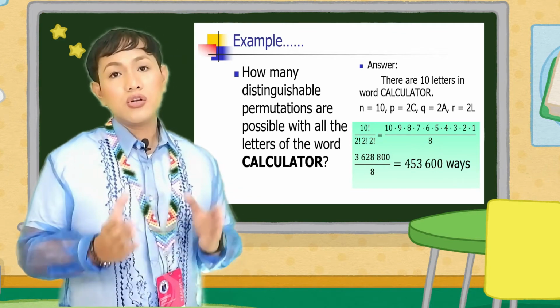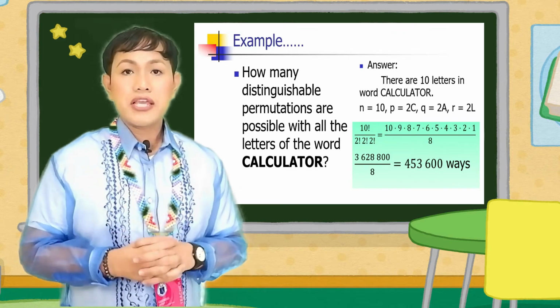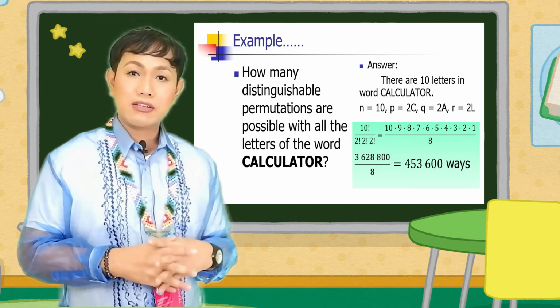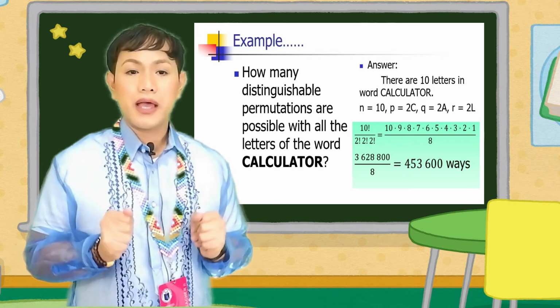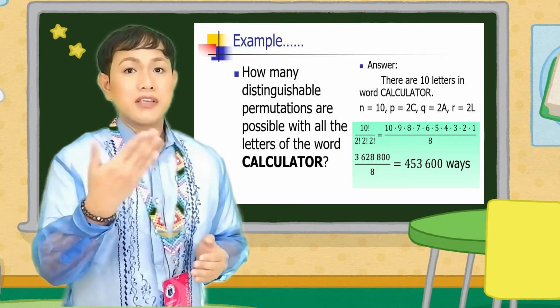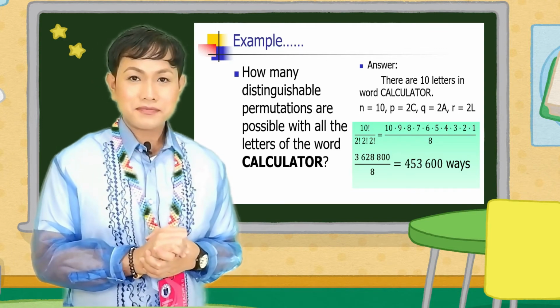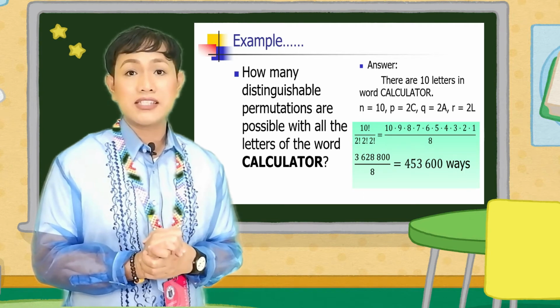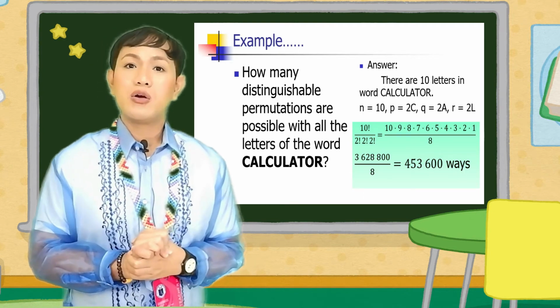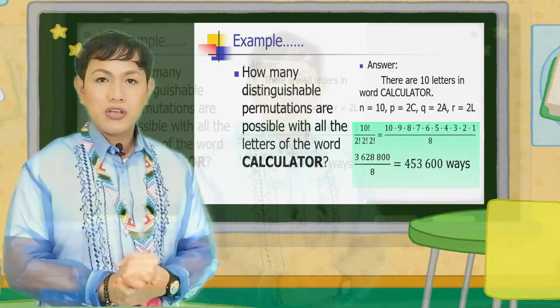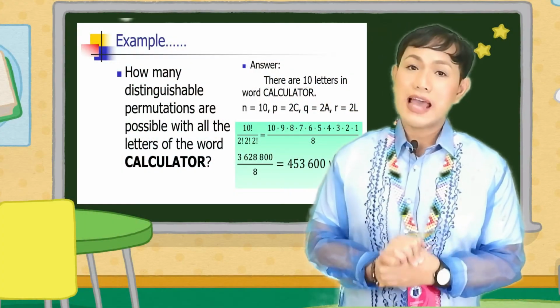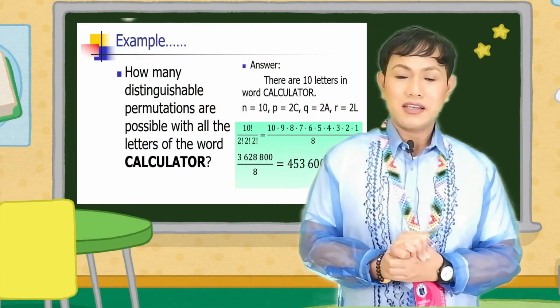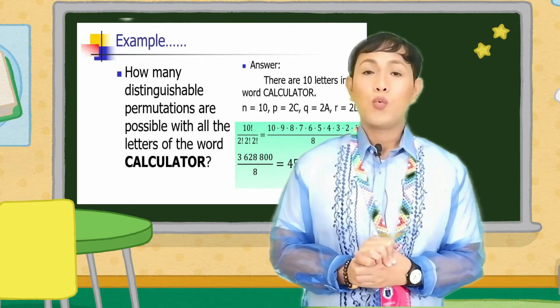So the solution would now be 3,628,800 divided by 8. Can you now give me your answer? Now, if your answer is 453,600 ways, then you are close to being a genius. Very good. 453,600 is our answer. Want some more?